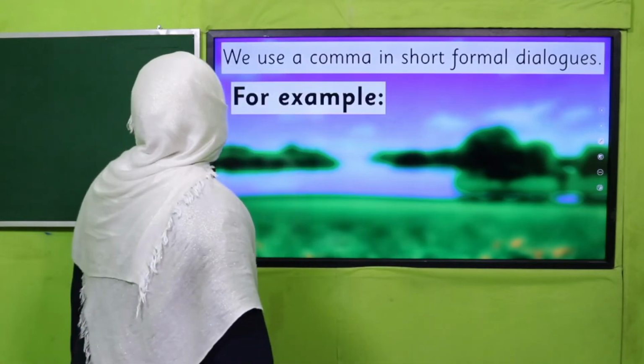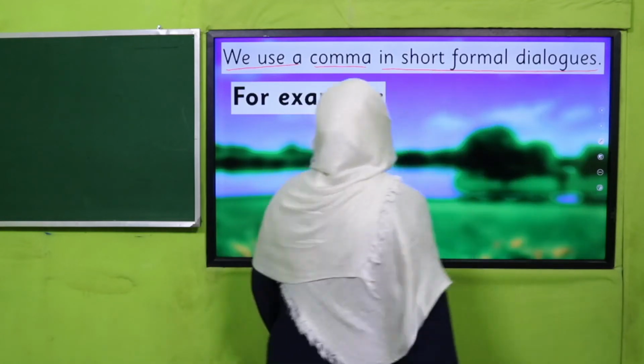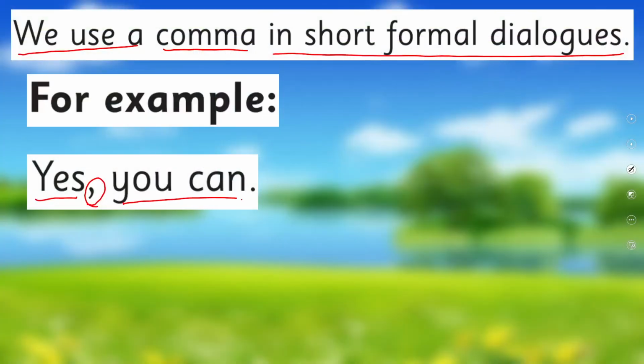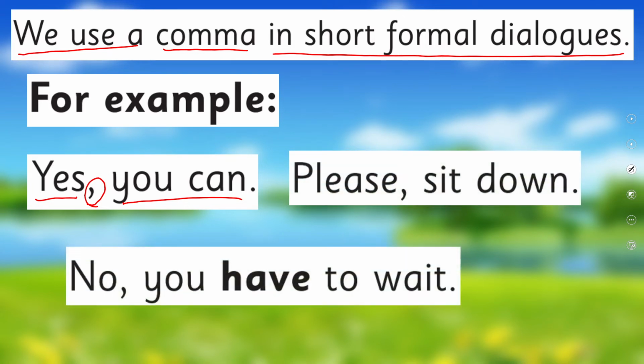The next is we use a comma in short formal dialogues. Yes, we know it. How? Yes, comma, you can. Dialogue means two people when we write their conversation. So someone is asking for something and we are saying, yes, you can. Please sit down. No, you have to wait. All right. So words like yes, no, please, sorry, thank you, we put a comma to separate these words in a dialogue, right?